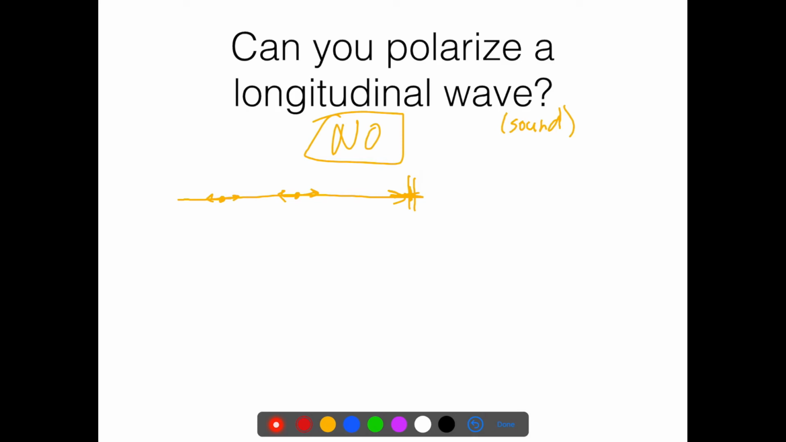And people sometimes say, oh, well, radio waves, that's where I'm getting the sound from the radio. Well, no. A radio wave, remember, is a light wave. So a radio wave is a transverse wave, and I can polarize a radio wave.